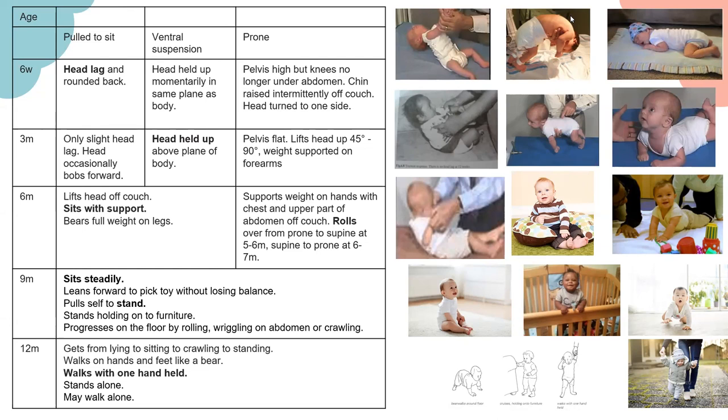So by 9 months, we would look at the evolution from standing to walking, meaning the baby is trying to develop the locomotor, where the baby would learn to pull self to stand, and then either cruising or holding on to the furniture, or at 9 months wriggling on the abdomen or crawling. By 12 months, the baby would be able to stand alone without help. May also walk alone, walk either with help or walk on hands and feet like a bear. It varies, but at 12 months, we will expect the baby can stand.